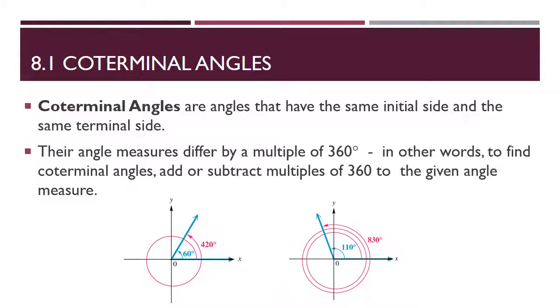So for our 60-degree angle, add 360, you get 420. Add 360 to that, you get 780. Those are all coterminal angles. You can also subtract. 60 minus 360 is going to be negative 300. Minus 360 is negative 660. So those would all be coterminal angles. And you see in the second illustration here, we have a 110-degree angle. If we add 360 to that twice, we get 830. Those are coterminal. And again, you can subtract also to get coterminal angles.